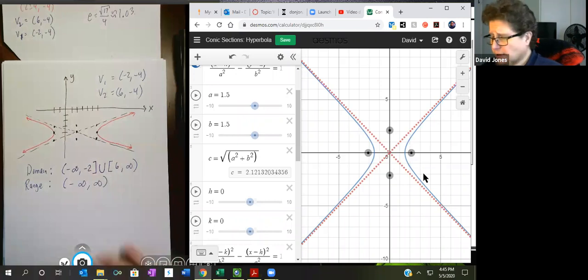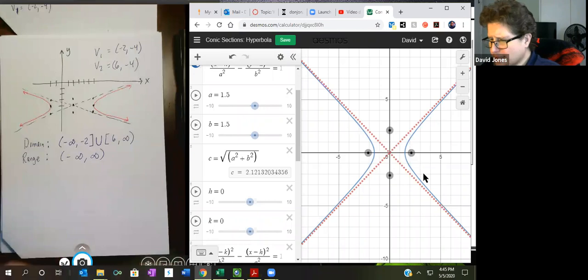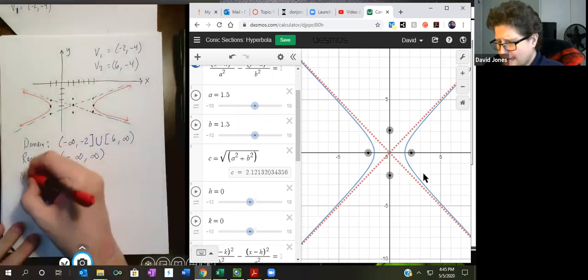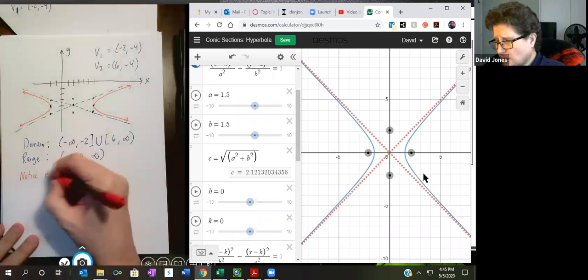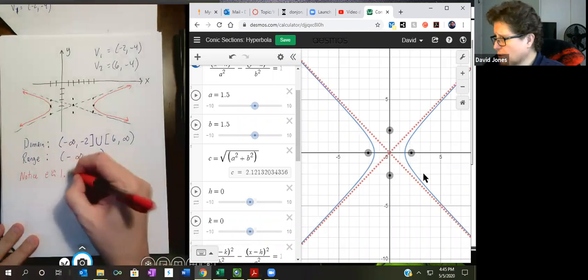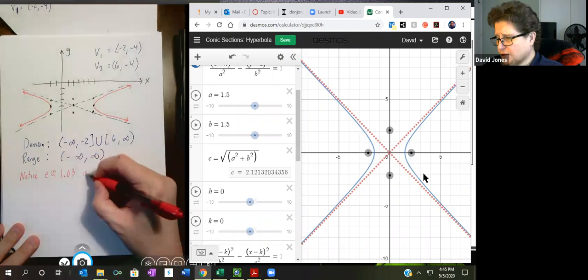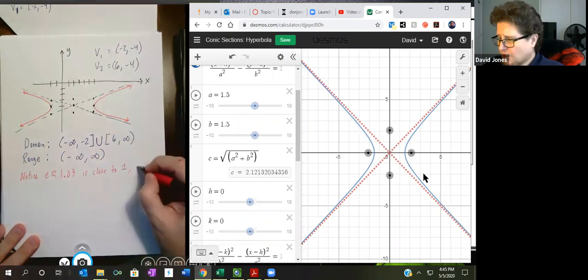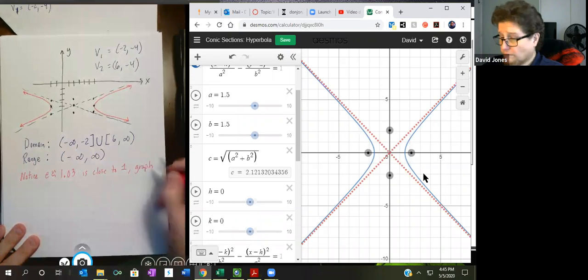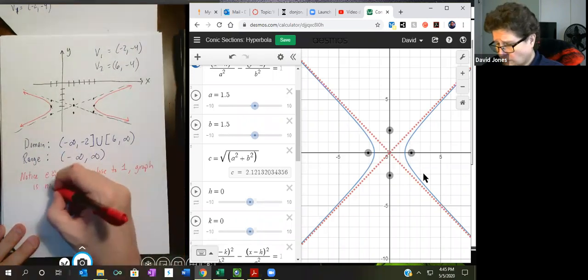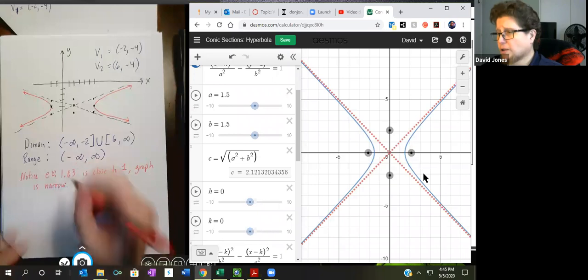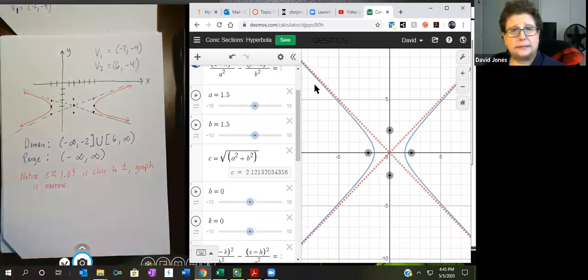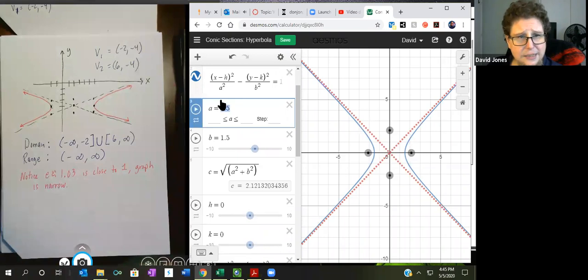Okay. Notice, let's point out something else. Notice E, which was approximately 1.03, is close to 1. And the graph is narrow. What happens when it's not? So let's put in the values we got into Desmos.